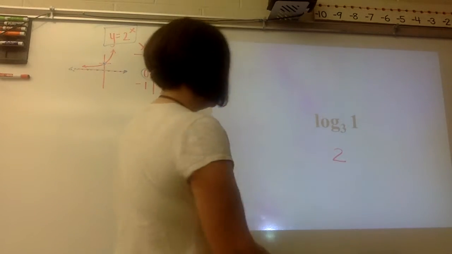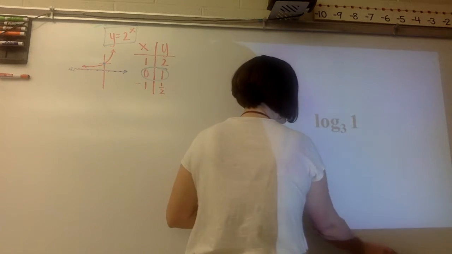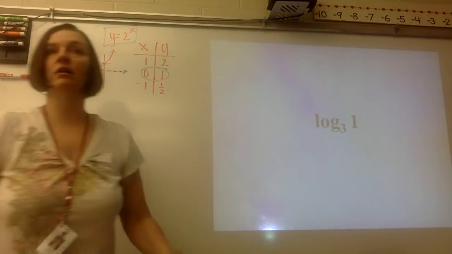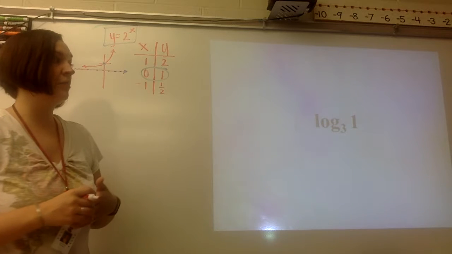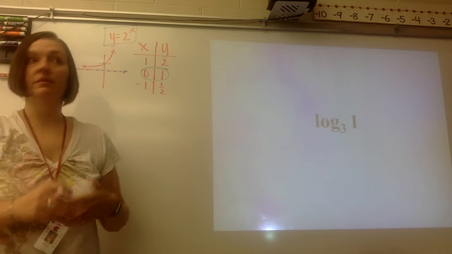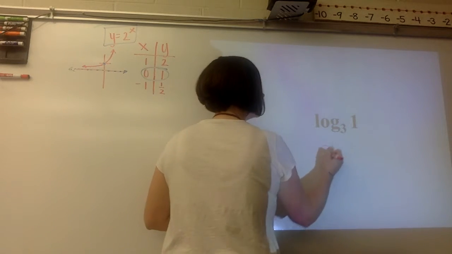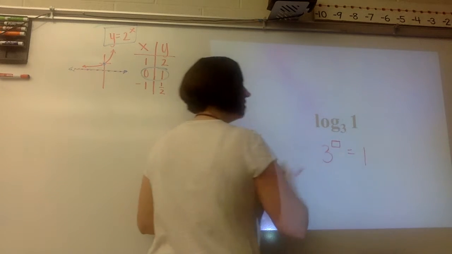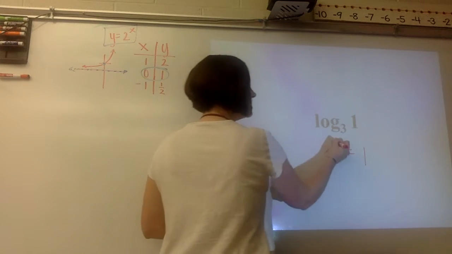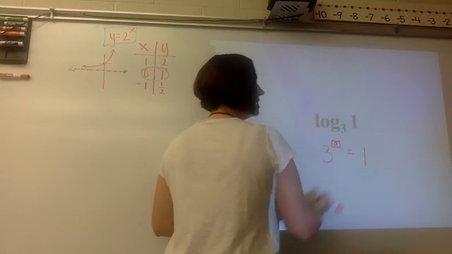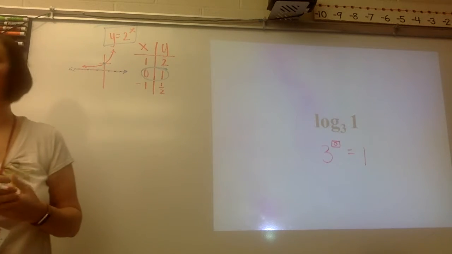All right, next one. This is not a trick, even though it looks really, really weird. What is the logarithm base 3 of 1? 0. Okay. 3 to the what power gives me 1? This is a law of logarithms and exponents, which is 0. Anything to the 0 power generates a 1.